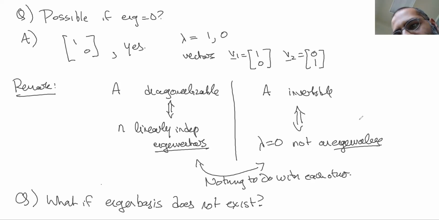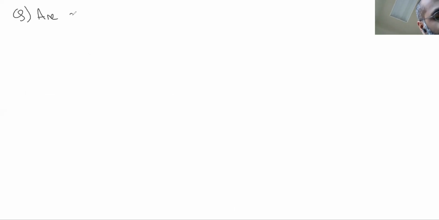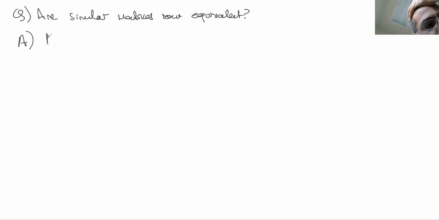Okay. Any other? Someone asked a question earlier in the chat that never got answered. They said, are similar matrices row equivalent? No, they are not. So let's write it. So the question: are similar matrices row equivalent? And the answer is, well, no, definitely not.